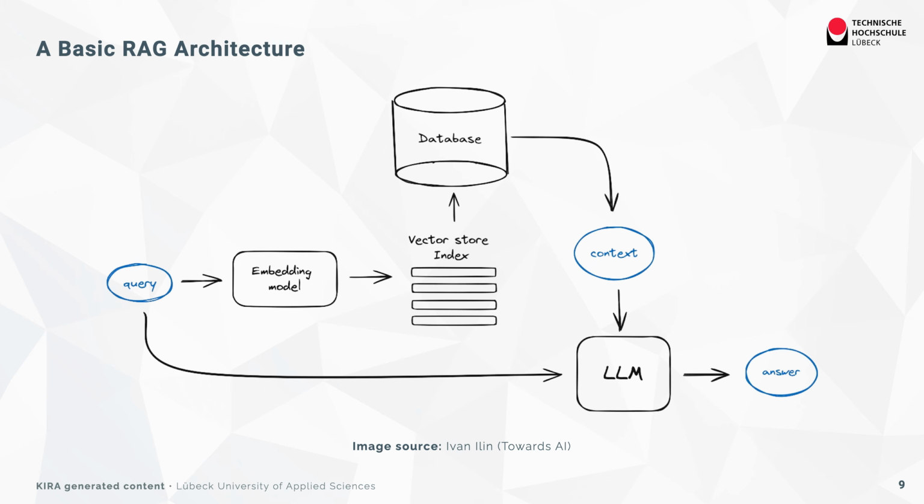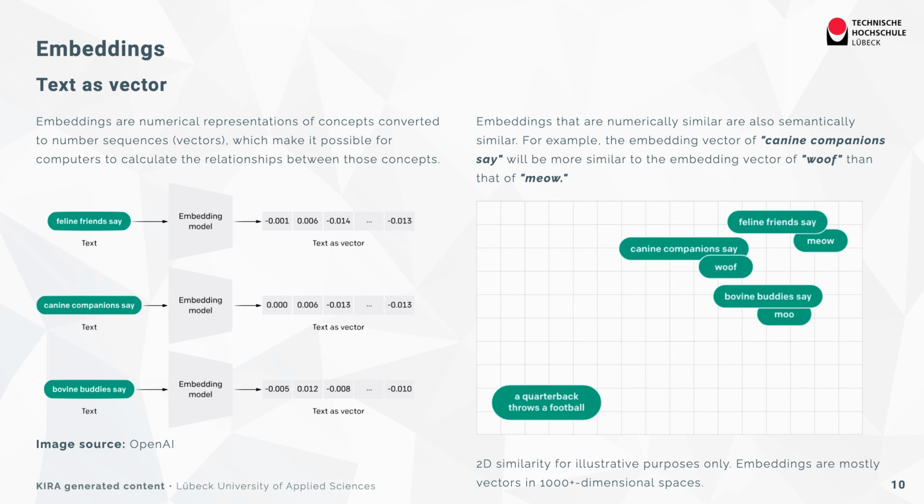We start with the embedding model. Embeddings are numerical representations of concepts converted to number sequences or vectors, making it possible for computers to calculate the relationships between them. Numerically similar embeddings are also semantically similar. For example, the embedding vector of canine companions say will be more similar to the embedding vector of woof than that of meow. This is because the relationship between these concepts is captured in how the vectors are positioned in a high-dimensional space. It's like a map where similar ideas and words are clustered, and the distance between them represents how closely they are related.